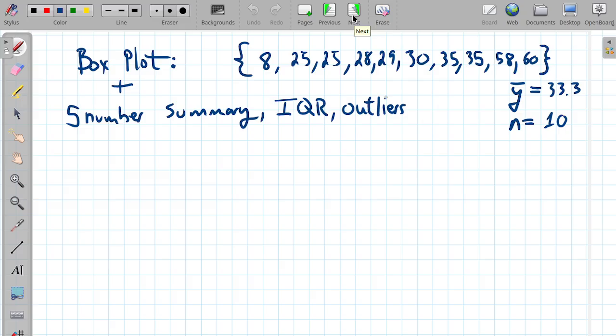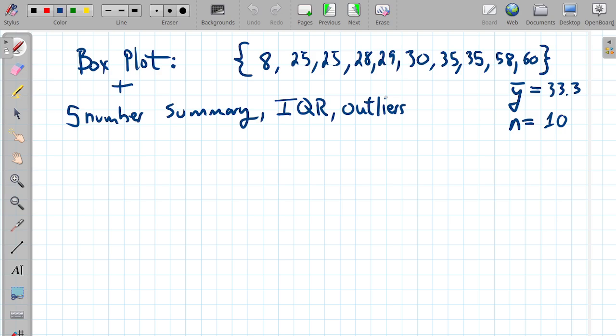Now we're into how to describe data. And this is one of my favorite methods: the box plot, or the box and whisker plot. There are 10 numbers in this data set. I believe there are 2, 4, 6. Yeah, I got 10 numbers up there. The average is 33.3. The rest of the information we're going to pull out as we make our way through construction of a box and whisker plot.